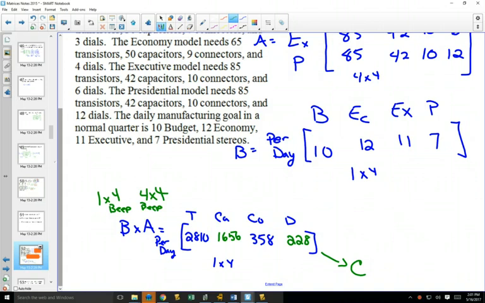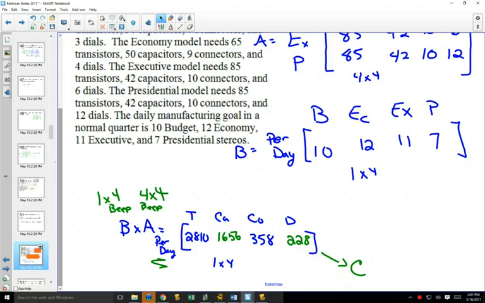What did the 1 stand for? It stood for per day. And what did the 4 stand for? That's our transistors, capacitors, connectors, and dials. And now we know how much per day we need of each of those things. And so the matrix multiplication allows us to get that data quickly.